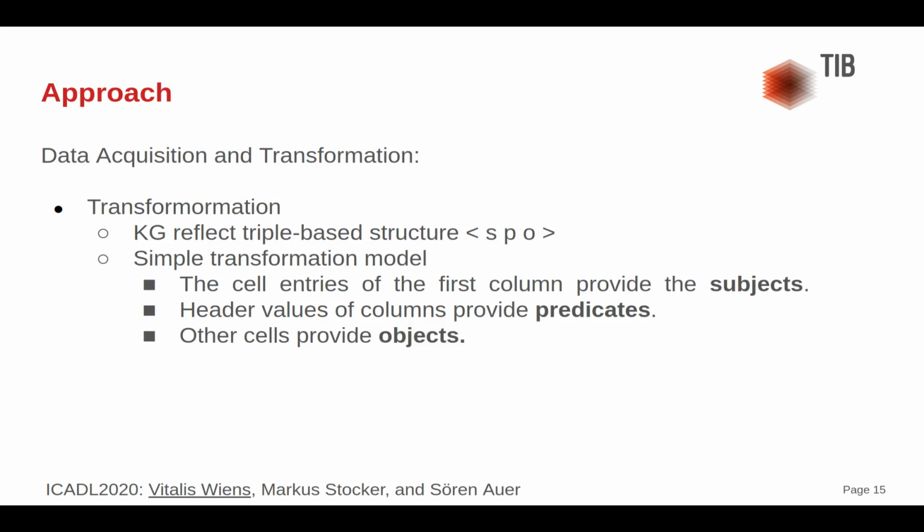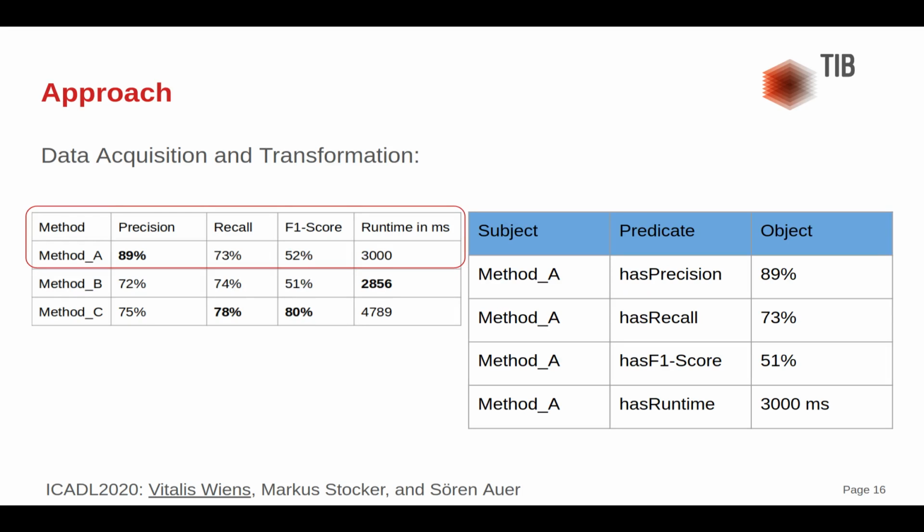Knowledge graph representations typically reflect a triple-based structure. In our approach, we use a simple transformation model where the cell entries of the first column provide the subjects. The header values of other columns provide the predicates, and their cell values provide the objects. Here we see a simple transformation for the first row of the table into such a triple-based representation.